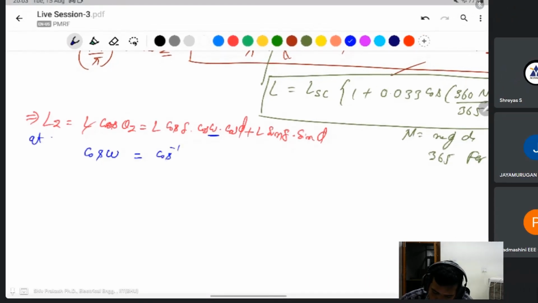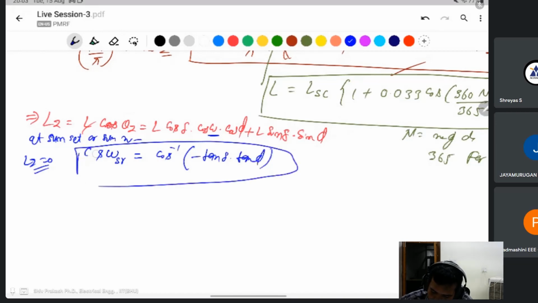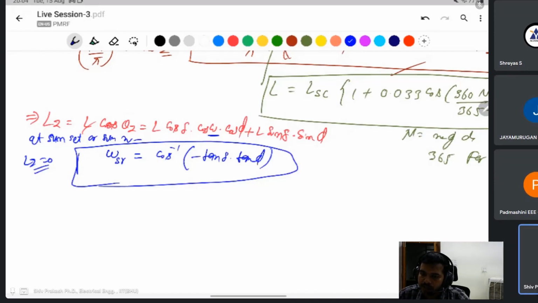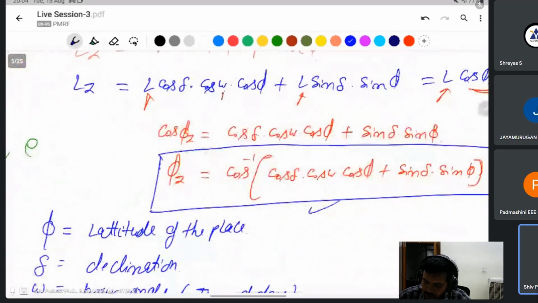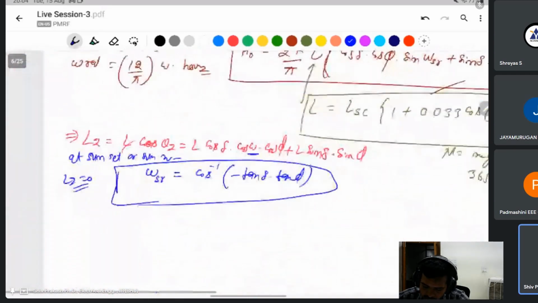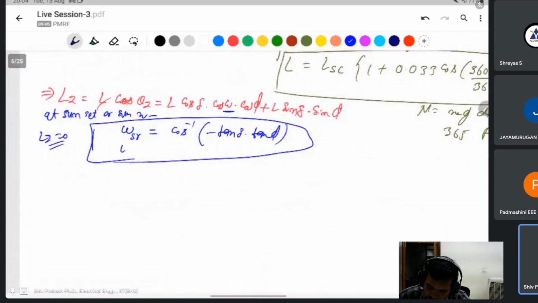At sunrise and sunset, L_z will be 0. Sunrise will be cos inverse of minus tan del into tan phi. We'll calculate the sunrise angle. The zenith angle can be calculated from here, and we will calculate the sunrise and sunset angle. Sunset is the same thing, minus omega SR from here.